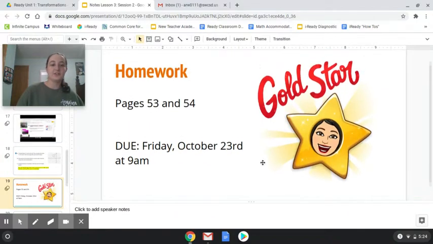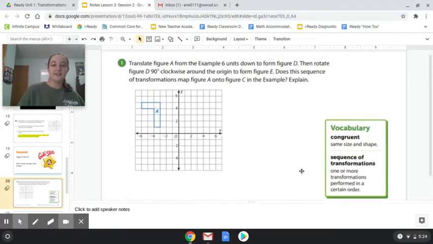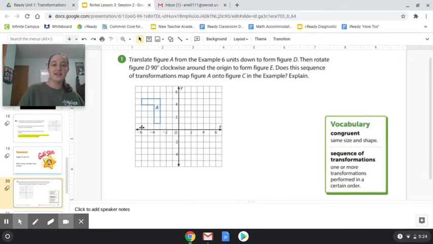Lastly, your homework is going to be pages 53 and 54 in your book. That's going to be due Friday at 9 a.m. They look like this here. So you're going to translate figure A from that first example down 6 units to form figure D, and then you're going to rotate figure D 90 degrees clockwise around the origin to form figure E. And then you're going to see, does the sequence of transformations map figure A onto figure C that they have in the example above?